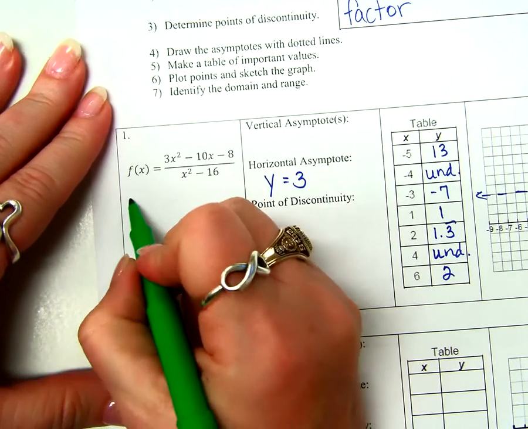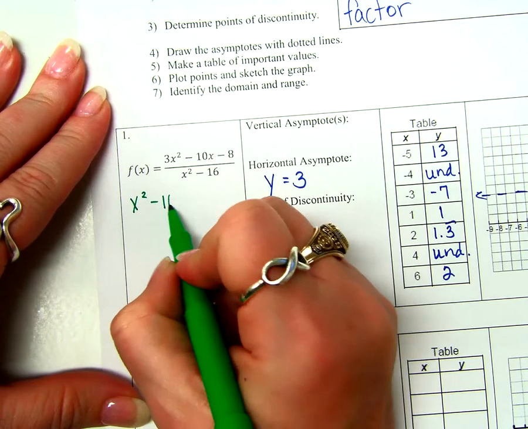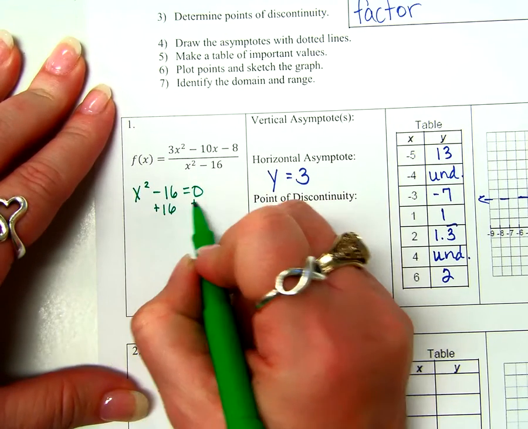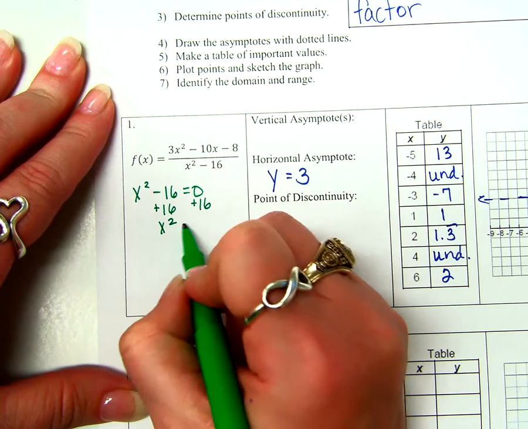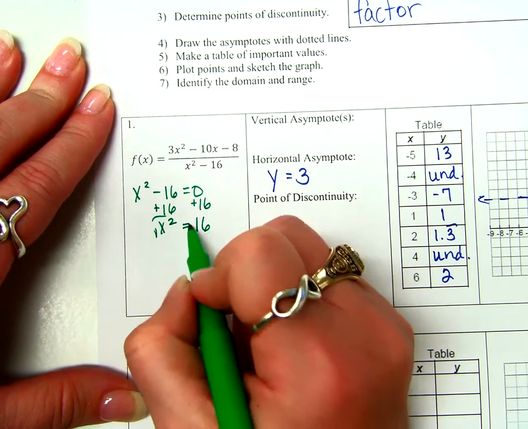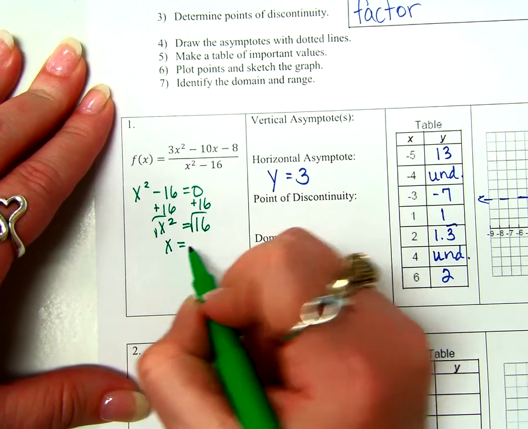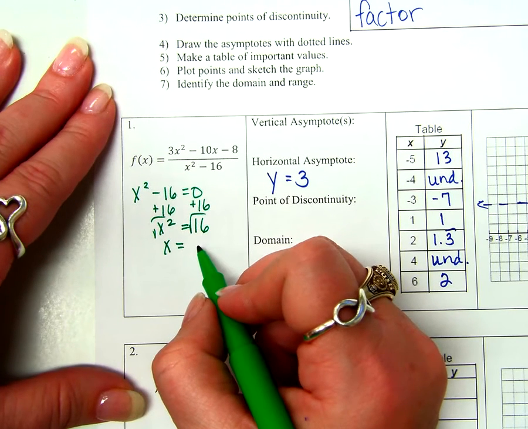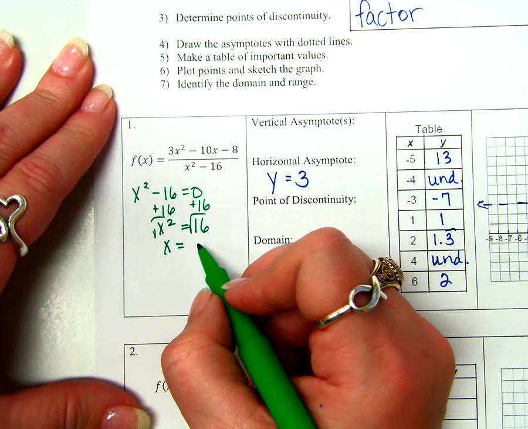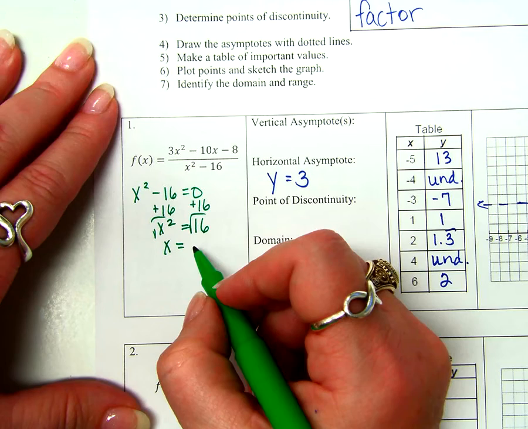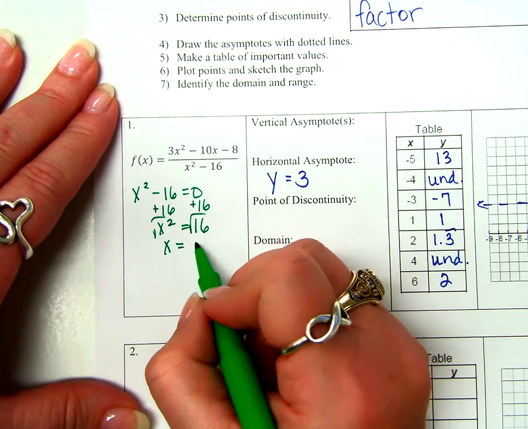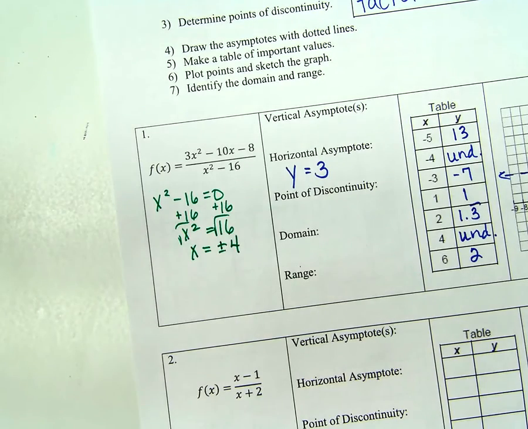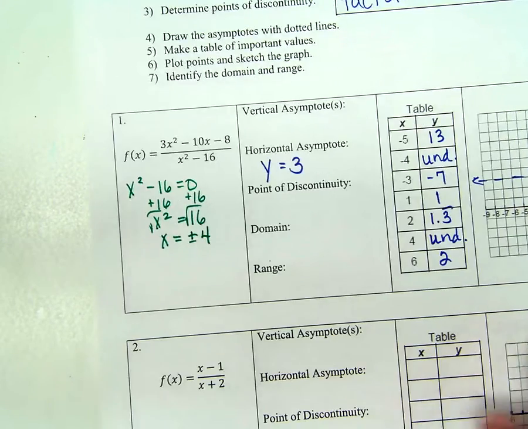So how do we find vertical? Set the denominator to zero. So x squared minus 16 equals 0. If I add 16 to both sides, I get x squared equals 16. And when I square root, x equals what? What's the square root of 16? Thank you. Plus or minus 4. Remember that? We put the square root in there, so we have to put the plus or minus, right?